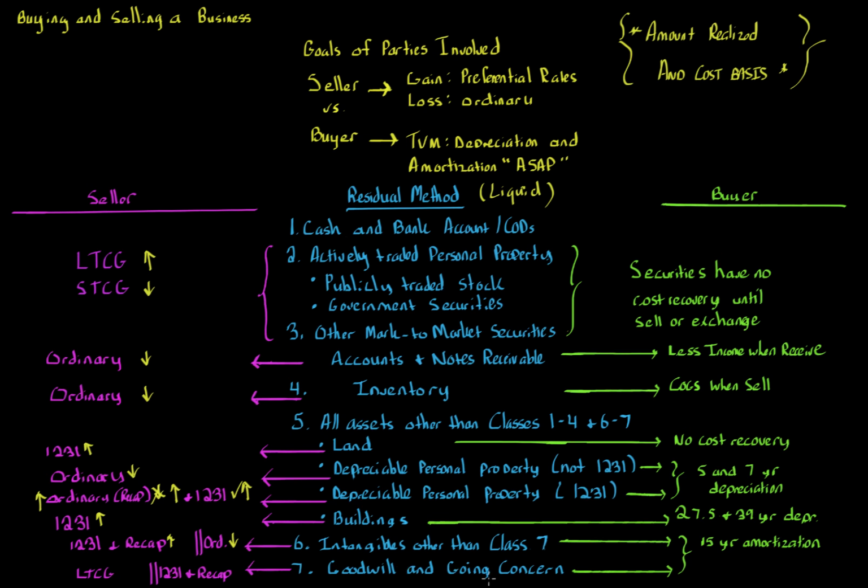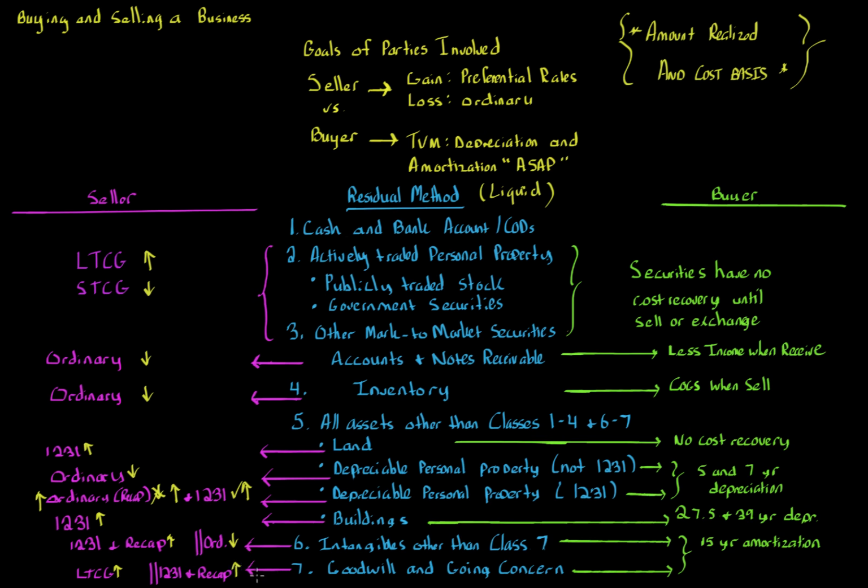Now, finally, goodwill and going concern. This is another one that really depends. A lot of times, goodwill is long-term capital gain, but it's also possible it could be 1231 recapture if you purchased the goodwill previously. And in both of those situations, we want to value high. Now, here comes the order of preference.